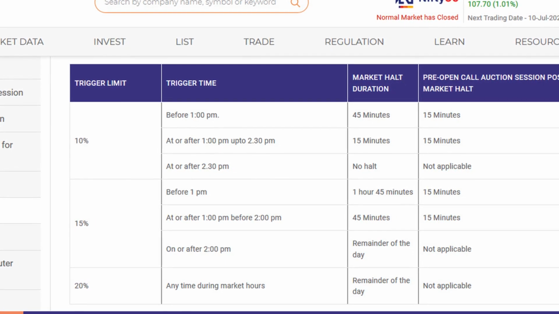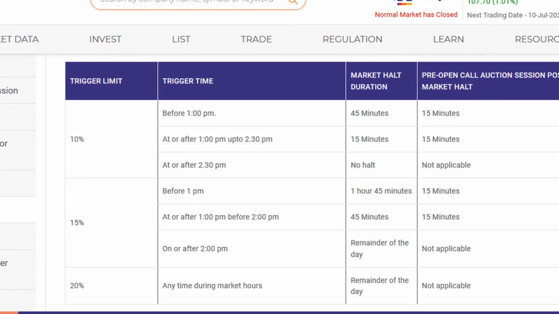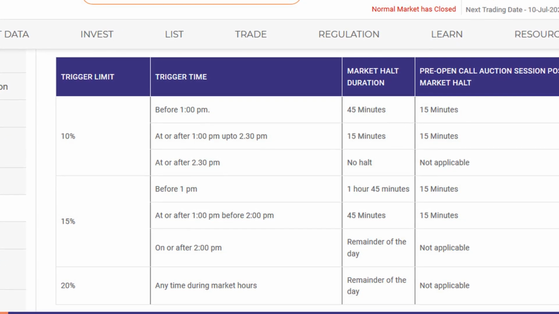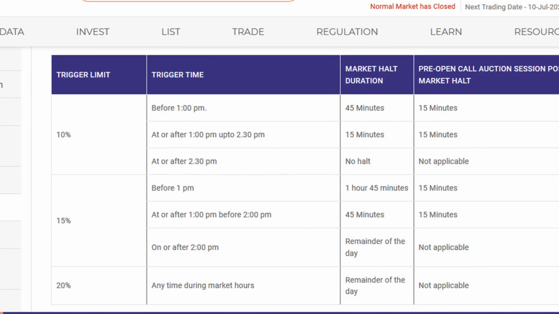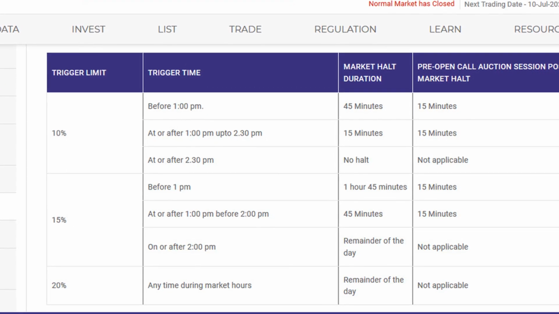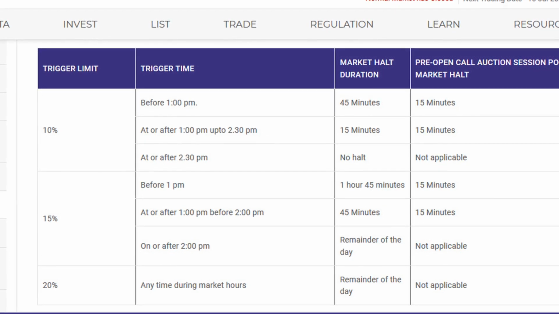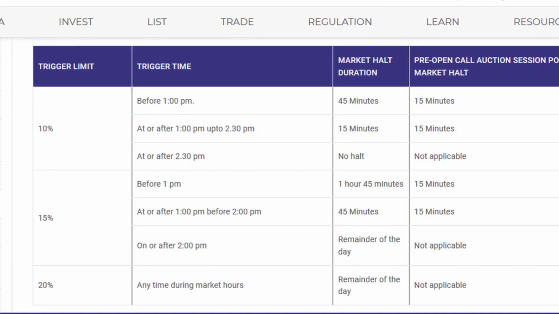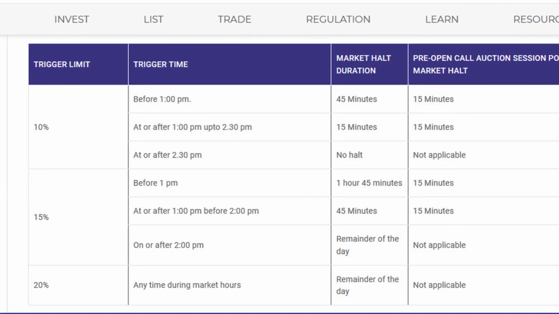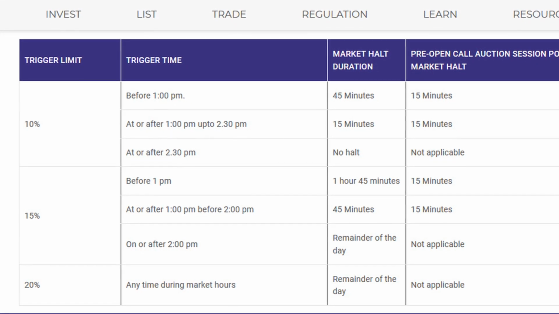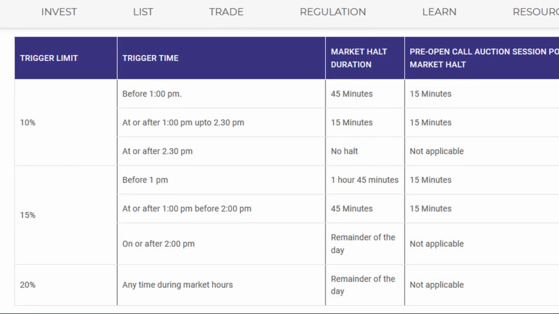If a 15% movement occurs before 1 pm, then the market halts for 1 hour 45 minutes. If the movement occurs between 1 pm and 2 pm, then the market halts for 45 minutes. If the movement occurs after 2 pm, then the market halts for the entire day. If a 20% movement occurs at any time during the market hours, then the market halts for the entire day.